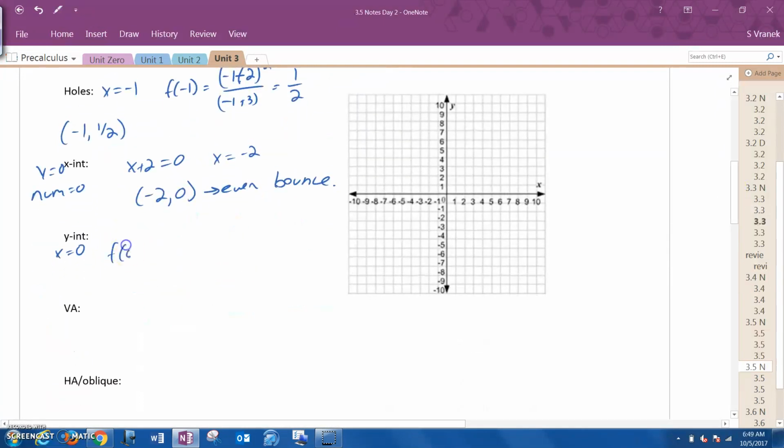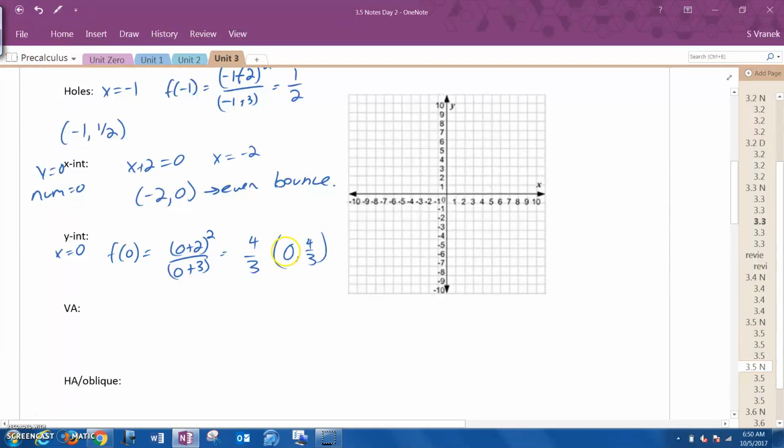Now, y-intercept is when we stick in a 0 for x. So I'm going to say f of 0 equals, and then we get 0 plus 2 squared over 0 plus 3. So we get 4/3. So the y-intercept is 0, 4/3. And again, there's no multiplicity for that.